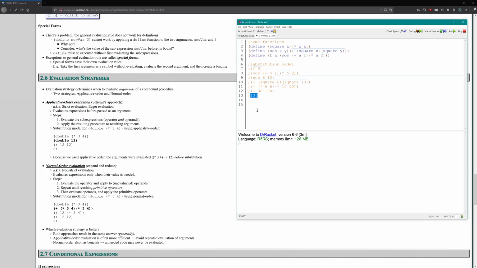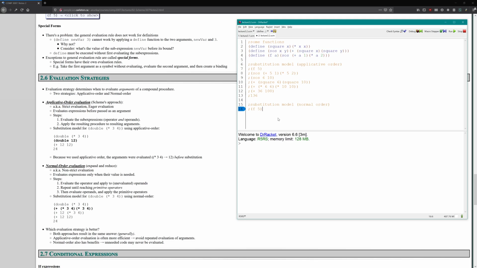Okay, so we saw all that, and if you want to walk through a previous video, you can go back to that one. But let's see what this looks like in terms of normal order. So this is the substitution model using applicative order evaluation. Let's do the substitution model using normal order evaluation. Okay, we'll use the exact same expression though, so f of 5.